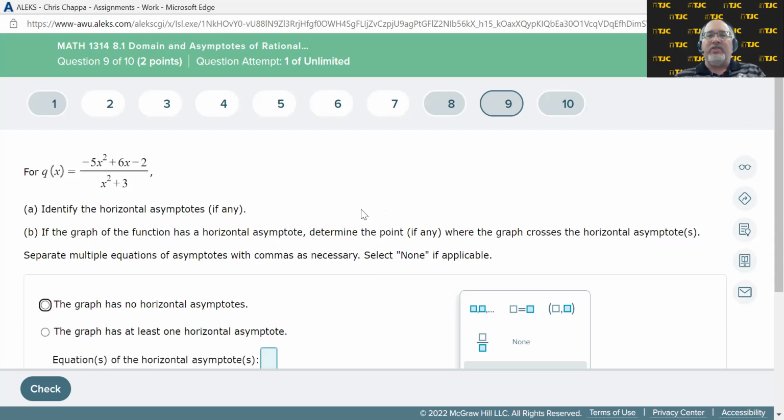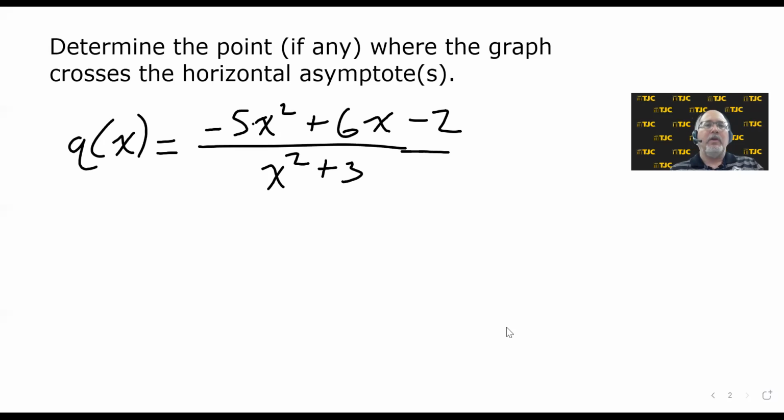Well, I didn't want to throw away this question or the 2 surrounding it, numbers 8 and 10, just because of that part. So I decided to make a new follow-up video to supplement this missing piece of information. So we're going to do precisely that in this video. So we're going to determine the point, if any, where the graph crosses the horizontal asymptote or asymptotes.